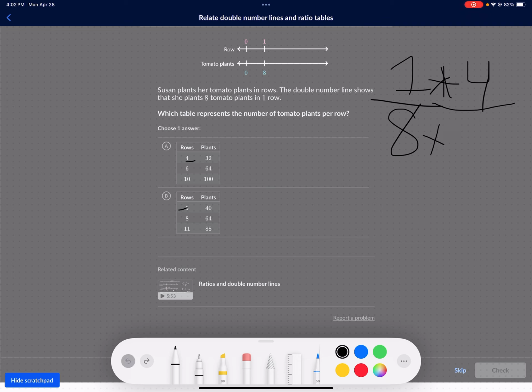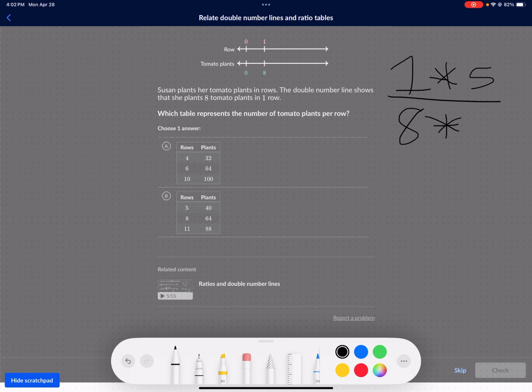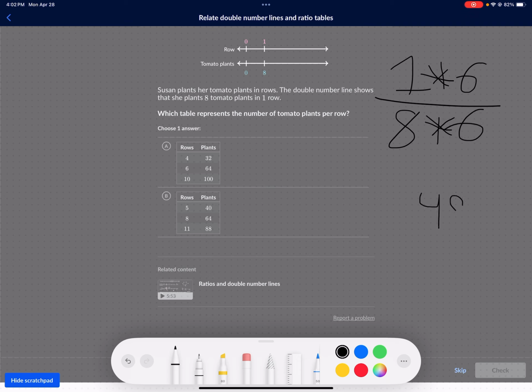Let's check B now. We want 5 rows, so 1 times 5, and then 8 times 5, no matter what. So what will this give me? 5 over 40. Ooh, it's getting a little up there. Let's try A again. We already know that we have 4 over 32. What if we start back at 1 and then multiply by 6? This will give us a more thorough and clearer answer. 8 times 6 is equal to 48. 6 over 48. So, ooh, it says 6 over 4. So A is wrong. So B is our answer here.